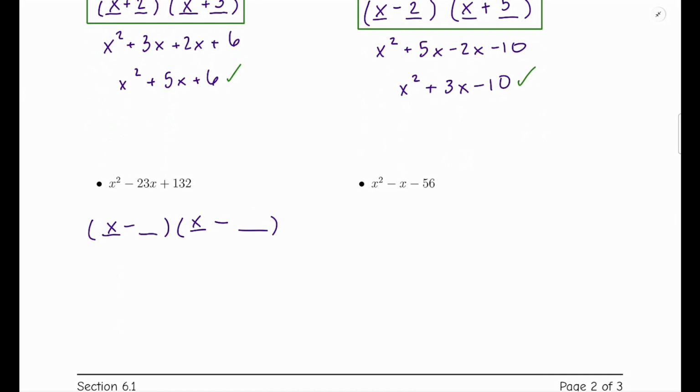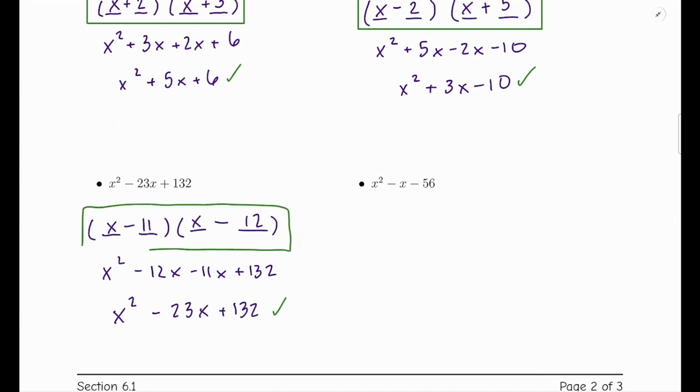Now, what numbers multiply to 132? We get 6 and 22, 2 and 66. We also get 11 and 12. Let's see if that works. X times x is x squared. X times negative 12 is negative 12x. Negative 11 times x is negative 11x. Negative 11 times negative 12 is 132, which, after combining like terms, is x squared minus 23x plus 132. So there is our answer.